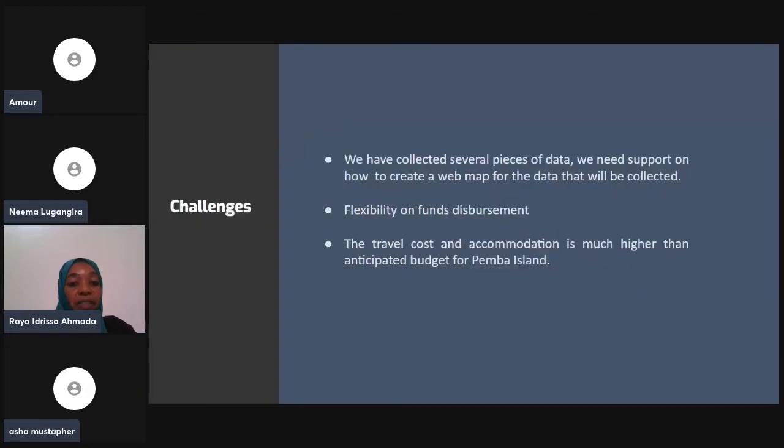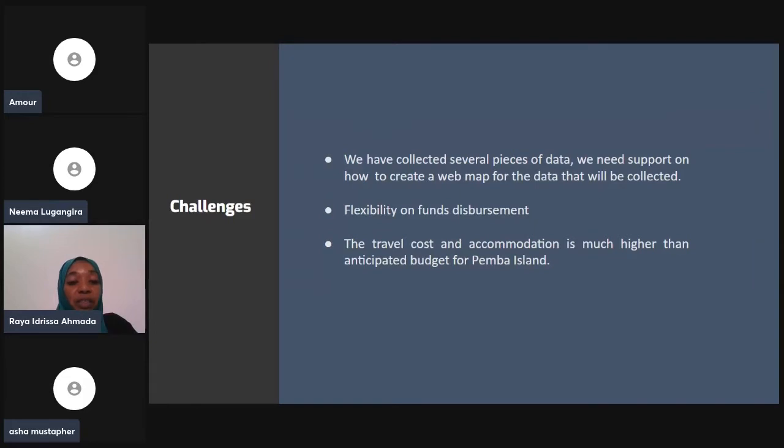Next slide, please. So, of course, we have met with some challenges. As we are collecting, we have collected several pieces of information, but we need the help from OMDTZ on how to create a good web map for the data after finishing all the schools in Zanzibar.